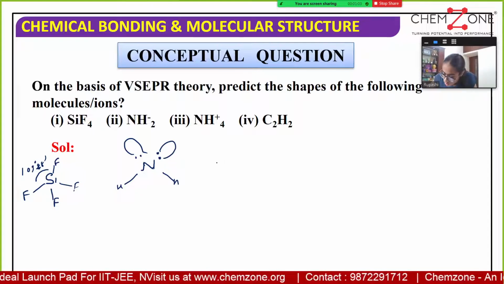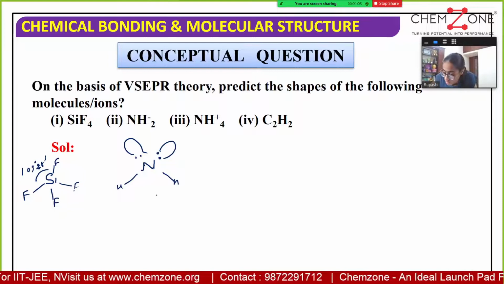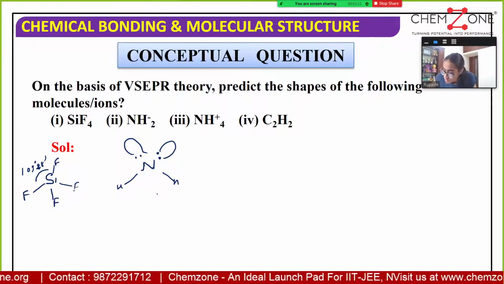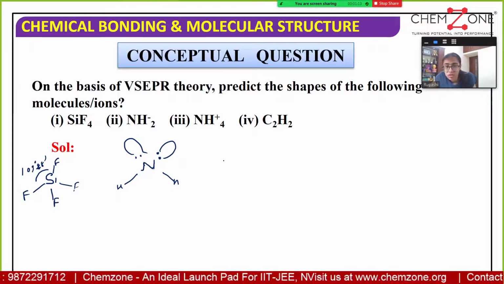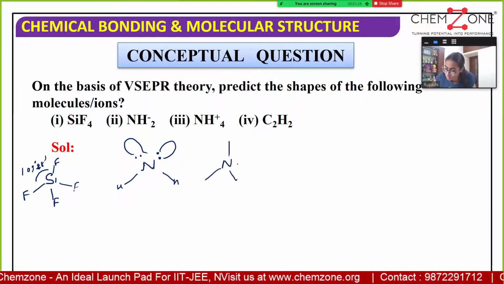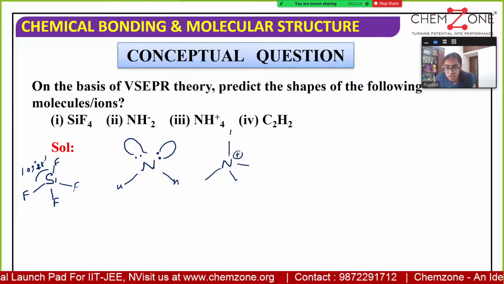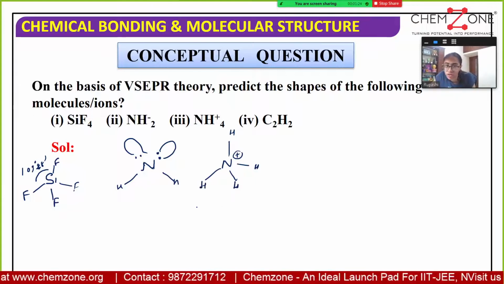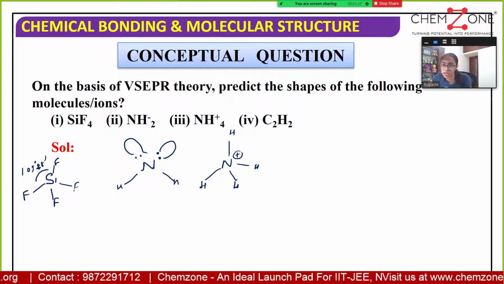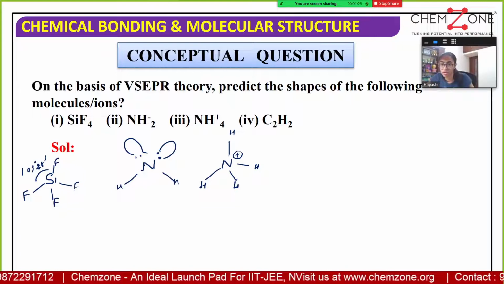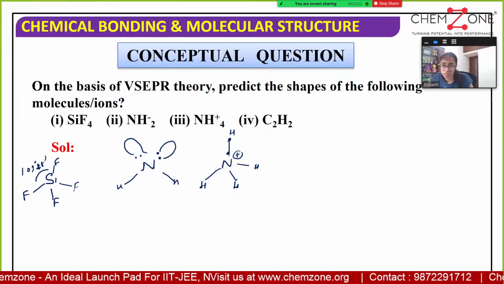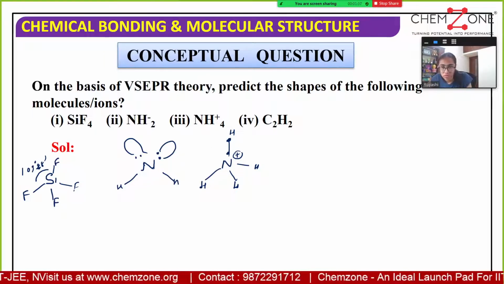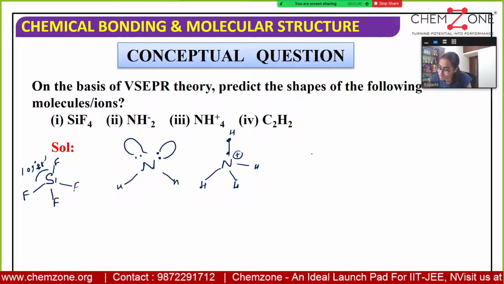Come to the next one. NH4 positive. Tetrahedral. But there is a positive charge on the central atom. Can you tell me why? Because nitrogen can only form three bonds and it's NH4, so it needs an extra pair. Actually the lone pair on the nitrogen is donated to one of the hydrogens. In the case of ammonia, one lone pair is given to the H positive. Okay, next one.